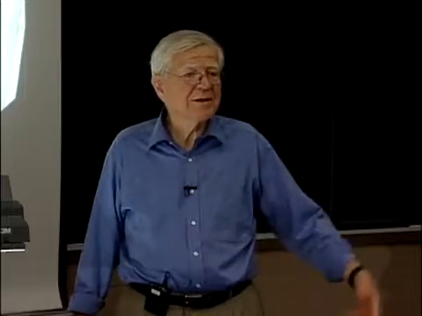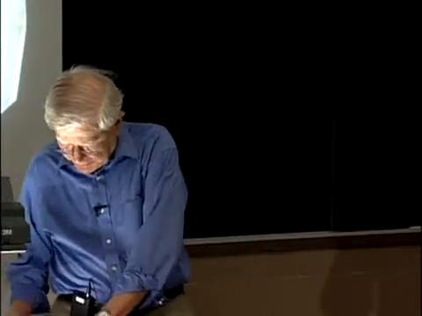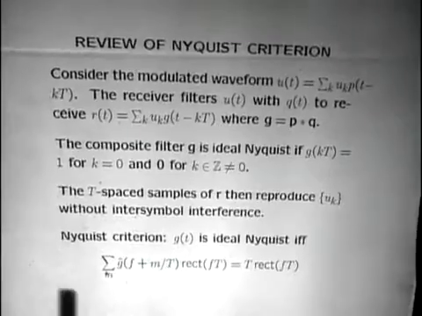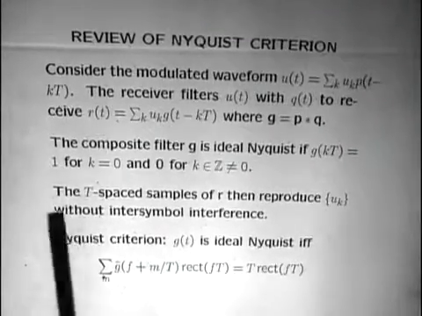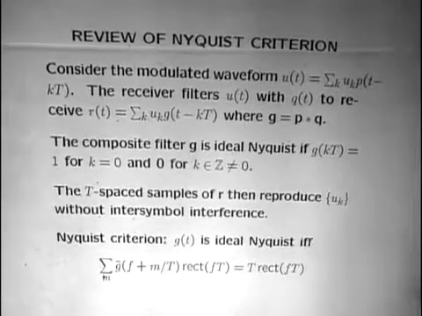It's just that if you want to get the right answer, you have to scale it the right way. And it's not quite right in the notes, so I'll change it around and send it out to you. Okay, then it says the T-space samples of R then reproduce U sub k without intersymbol interference.